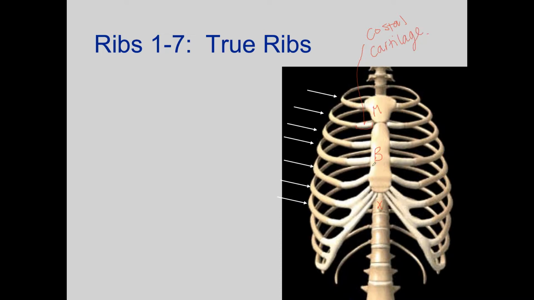So the costal cartilage is the cartilage that allows the rib to articulate with the sternum. Costal means of or related to the rib. Now, all of the true ribs have their own costal cartilage. So if I trace with my pen the connection between the rib and the sternum, this one has its own costal cartilage, this one has its own, this one has its own, this one has its own, even though it's stuck to its neighbor.